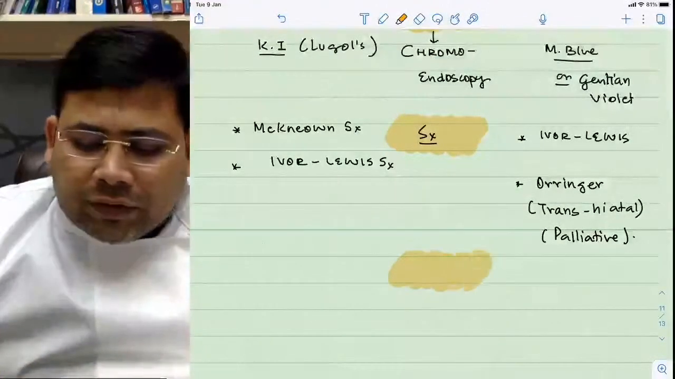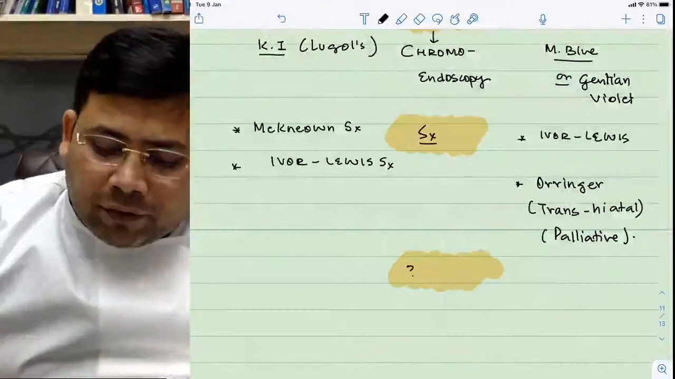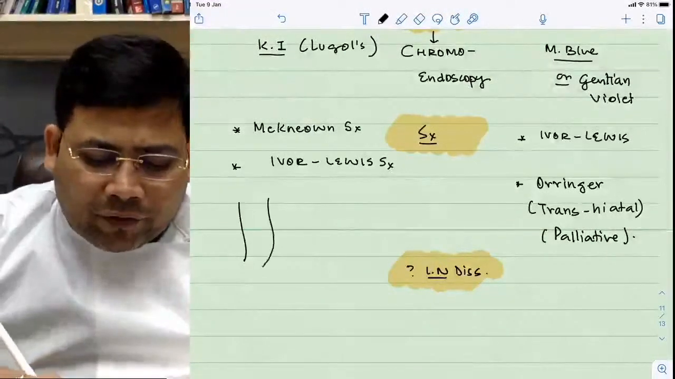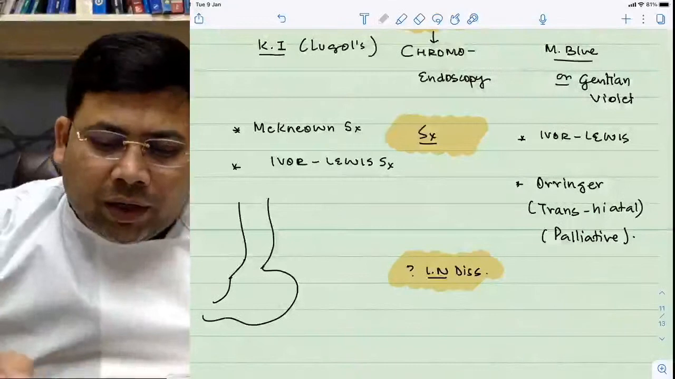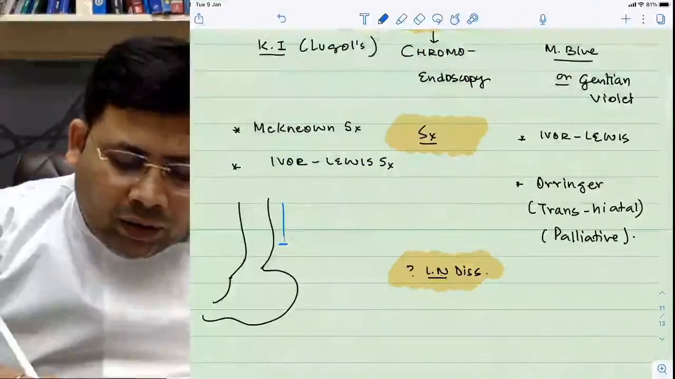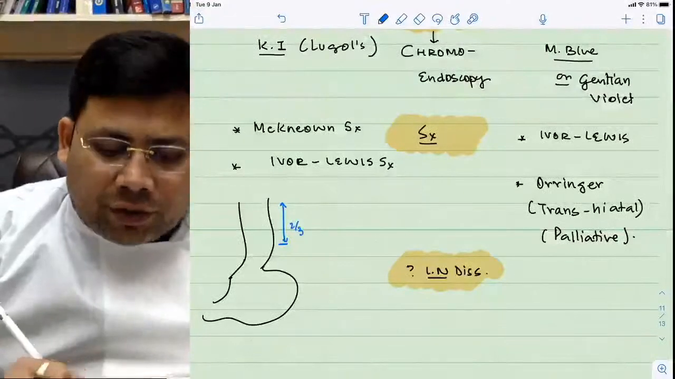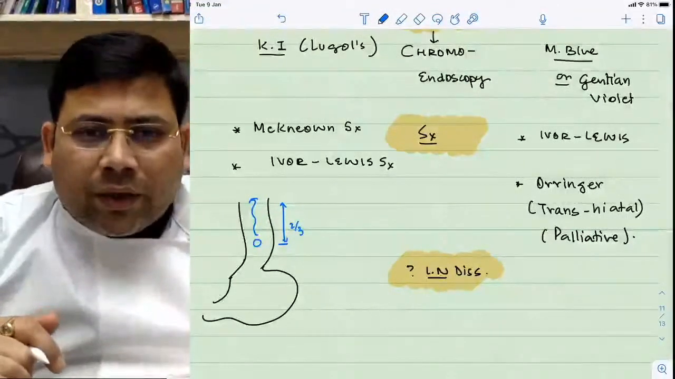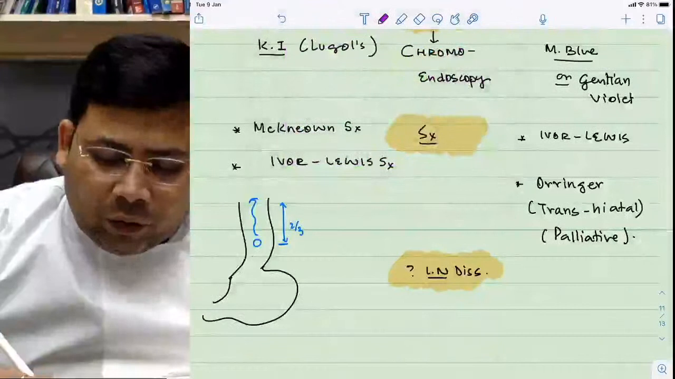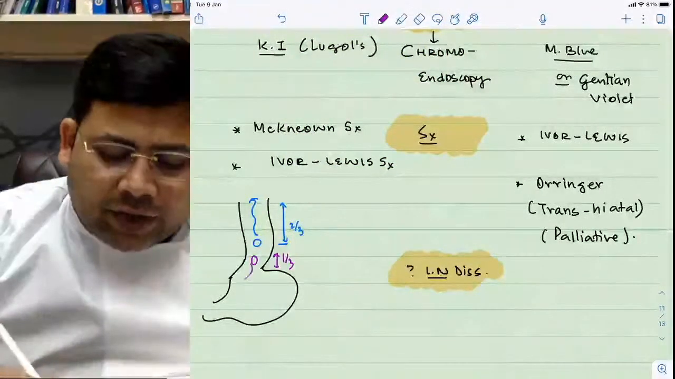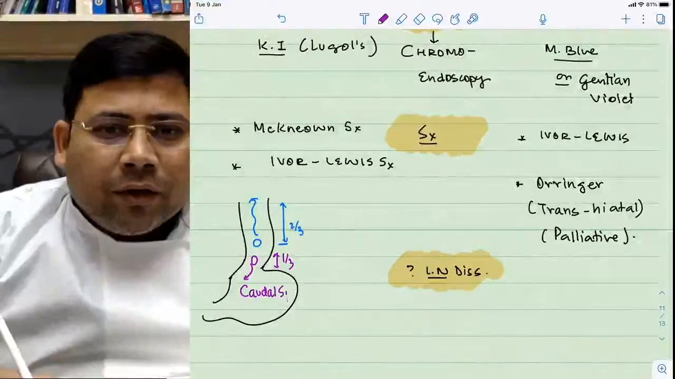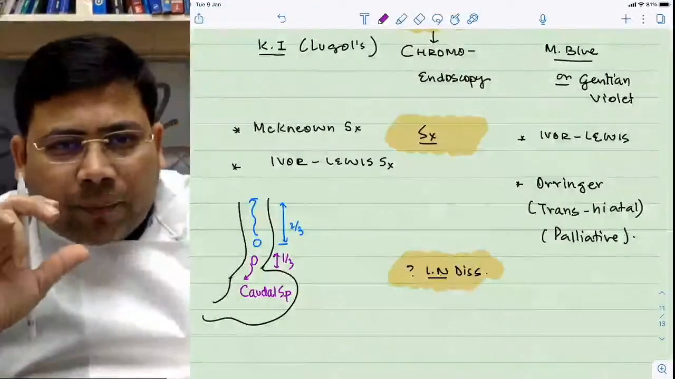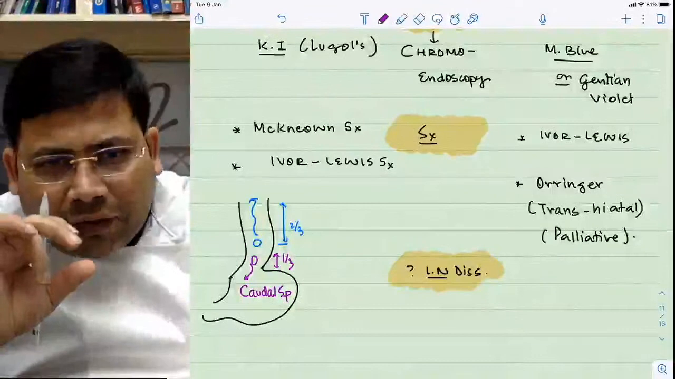Next is the concept of lymph node dissection, because if you don't do lymph node dissection, the oncosurgery will not be complete. Everyone knows that the tumor in the upper two-third region will have a vertical spread, more than the lower spread. And tumor in the lower one-third or distal one-third will have a caudal spread. So along with the local spread, there will be a vertical orientation of spread for the tumors of the upper two-third, and lower one-third tumors will have a caudal spread.